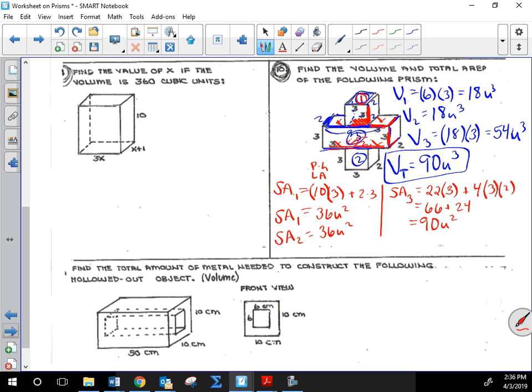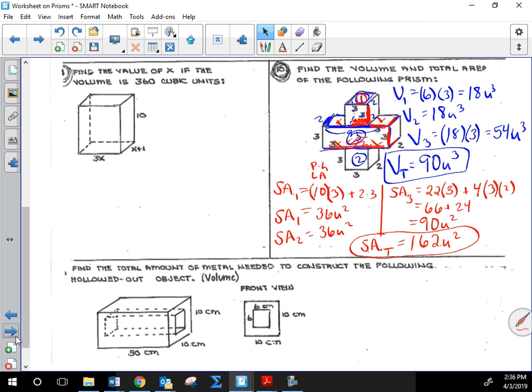So then my total surface area for the whole thing is 36 plus 36 plus 90. So 72 plus 90. How much would that be? 162 units squared. So quite a bit of work, but it's really just plugging and chugging, plugging and chugging. That's what you'll find for this unit, is it's really just plug and chug into a lot of formulas.